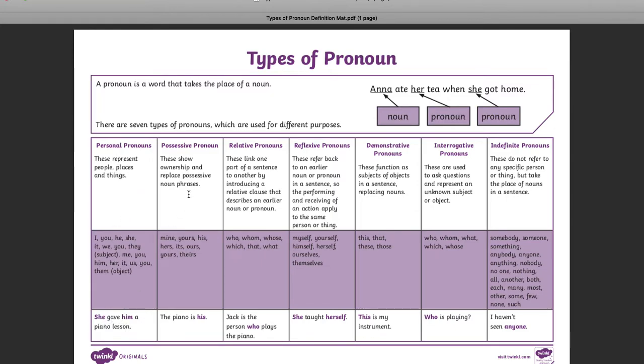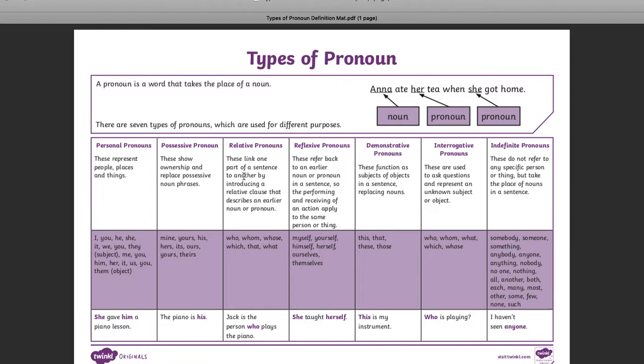Possessive pronouns. These show ownership and replace possessive noun phrases. So they could be things like mine: that drink is mine. Yours, his, hers, its, ours, yours, theirs. The piano is his. The piano is mine. You can have all those different ones for possession.